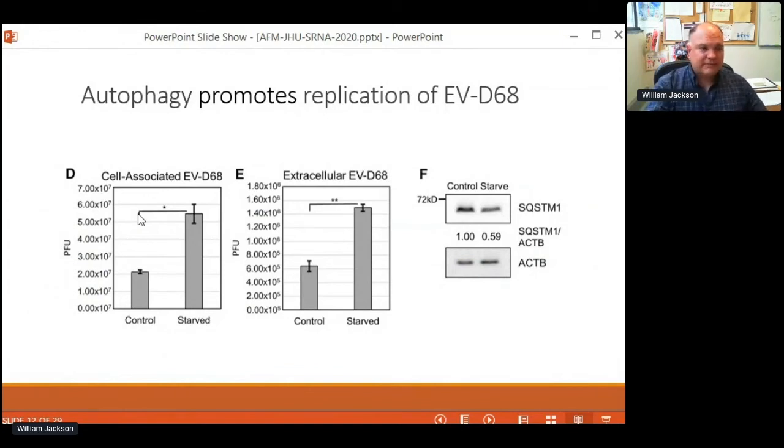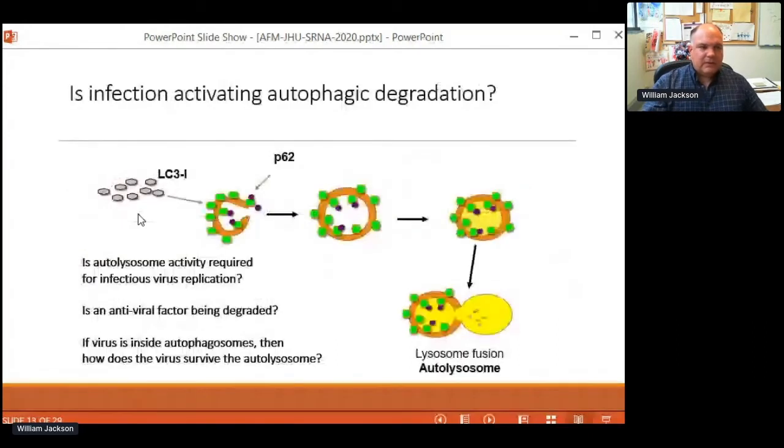So we wanted to know, well, wait, it's inducing this pathway, but is it actually activating autophagic degradation? I mean, is the virus actually turning on this degradative pathway? And if so, maybe there's an antiviral factor being degraded. And the second question, of course, would be, we see virus inside of these vesicles. So if the virus is inside these vesicles and it's being delivered to lysosomes, how does the virus survive the autolysosome?